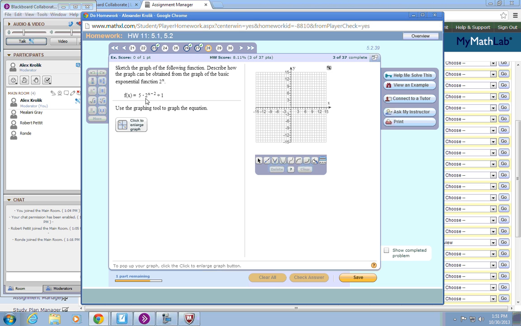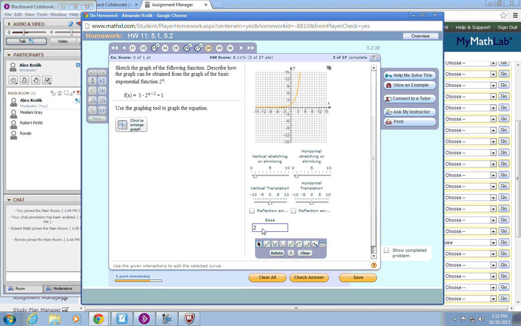Here's another one. So what will happen here? You shift 2 units to the right, 1 unit up, but then the whole times 5 thing, that's your stretch. Okay, so that's the vertical stretch by 5. So again, you'll start with the exponential tool, and then let's see. So the base is 2. We're going to shift vertically by 1, right? We're going to shift horizontally by 2, right? And then this whole 5 will vertical stretch.